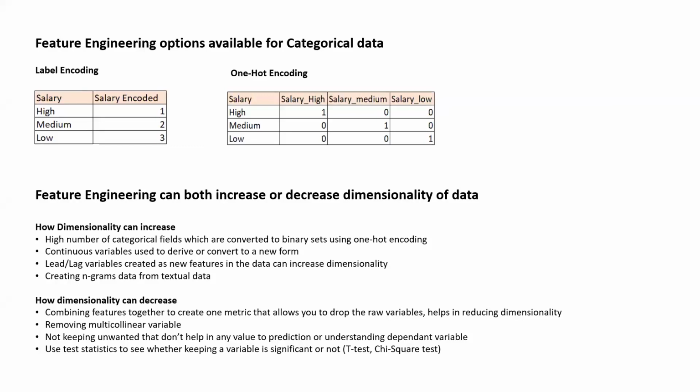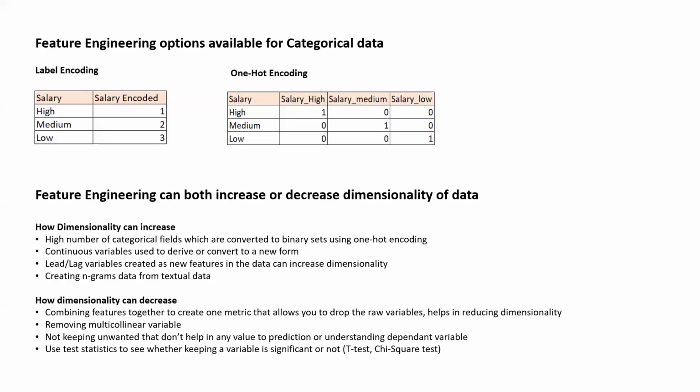So how can the dimensionality of the data increase? Let's take an example of one hot encoding. If there was a categorical field of 25 categories and you do one hot encoding and create binary fields, 25 binary fields for that, you are adding 25 new variables to the data. Similarly, when you derive continuous variables or convert them into a new format, that also adds new variables. You could be creating a lead lag variable out of it, creating bins out of those variables, or bucketing them into a particular thing and creating a new form of variable. All these things increase the dimensionality.